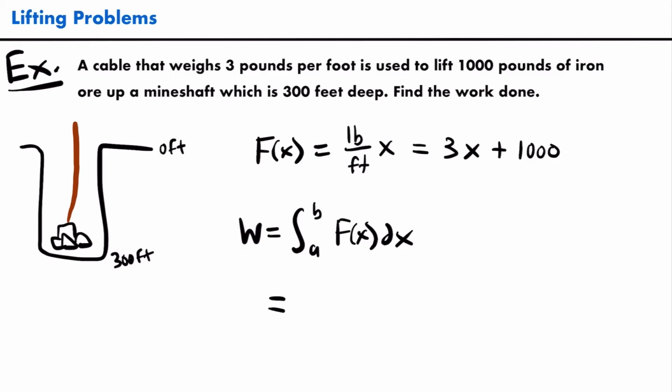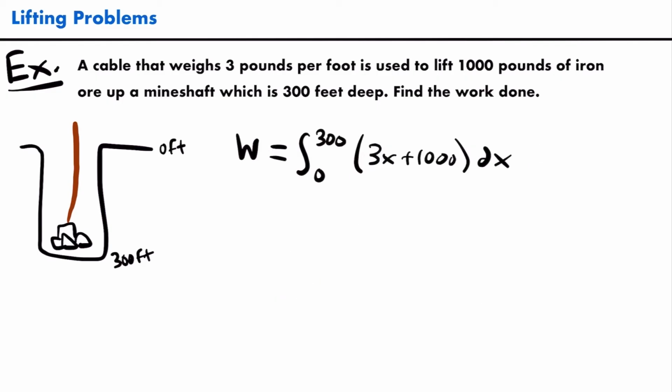So the work is equal to the integral from 0 to 300 of the force function 3x plus 1,000 times dx. And so now we have our definite integral set up that we can solve to find the work done in this scenario. And so if I clean up my work here, we can integrate each of these terms, and this will be equal to 3x squared divided by 2 plus 1,000 times x evaluated from 0 to 300.